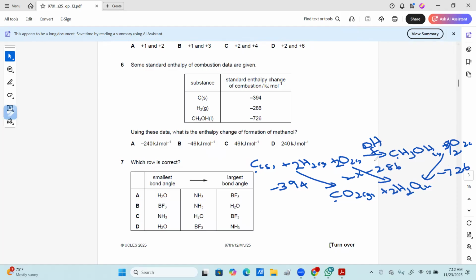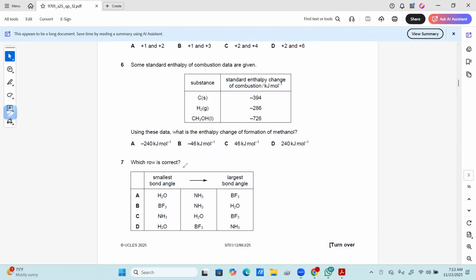After constructing the cycle, children, you need to see the direction of the arrows. So you can see these 2 arrows are pointing towards one direction and these 2 to the other direction. Therefore, I can write delta H plus minus 726 is equal to minus 394 plus 2 into minus 286. So when you find delta H, you will get the answer as minus 240. So A is the correct answer.